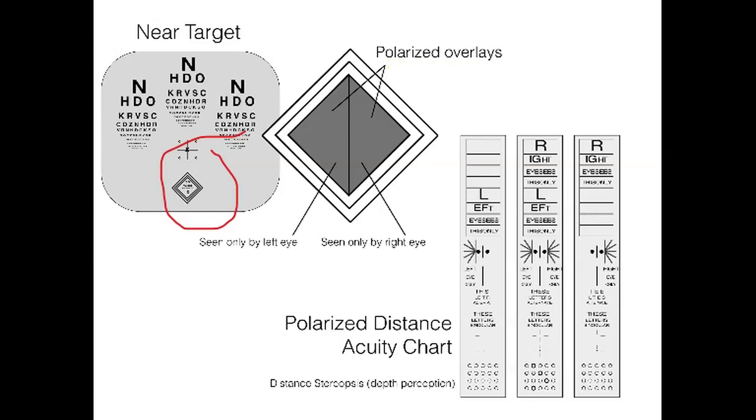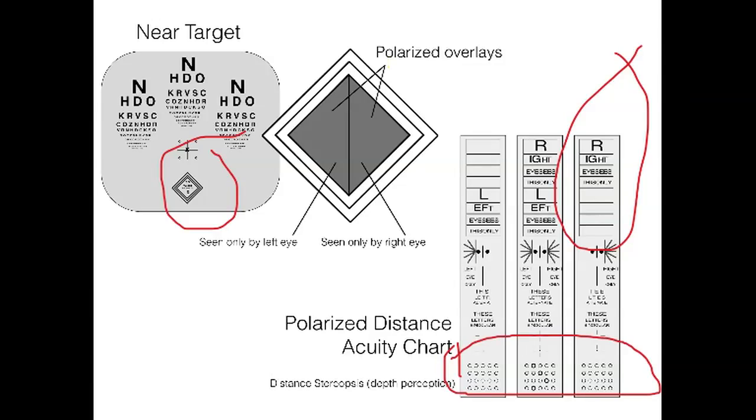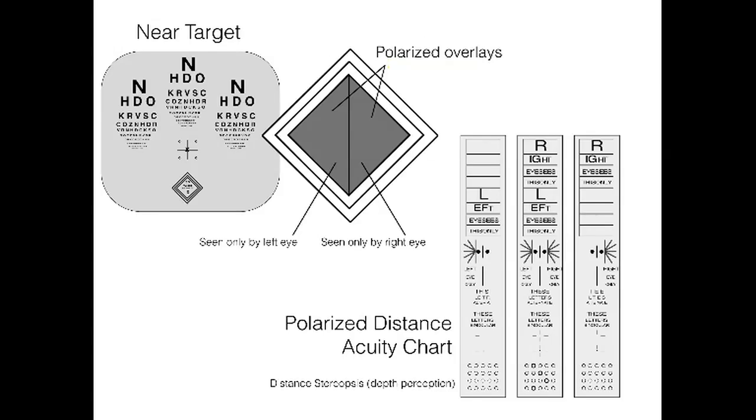When the suppression is significant, then one side will black out to the point that the underlying letters can't be seen. On the right, you see the distance target, and the panel on the right is seen by the right eye, the panel on the left is seen by the left eye, and then in the middle is a combination of the two. Obviously, those are not the normal acuity letters on the panels. That's just to show you how it combines. Down at the bottom is a distance depth perception test. We call that stereopsis. Stereopsis is the measurement we use for depth perception.